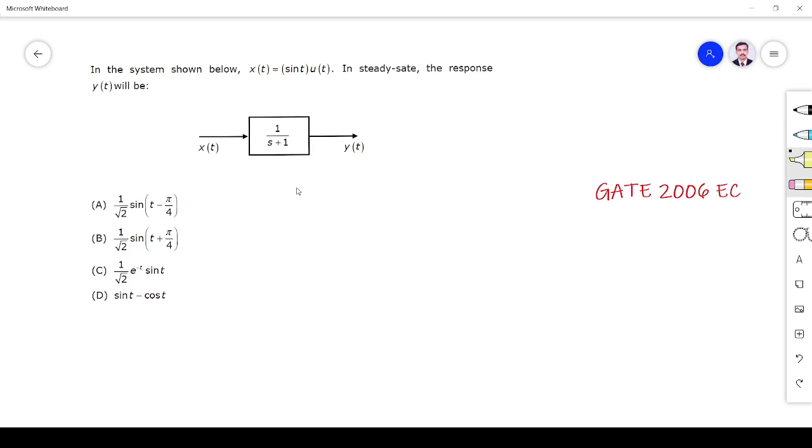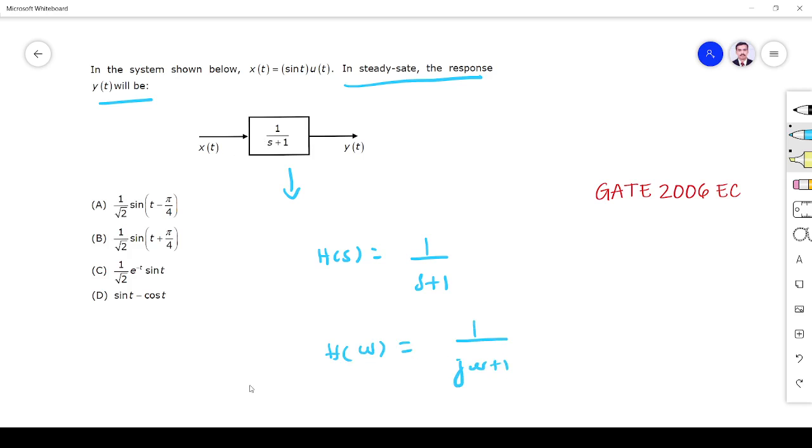So this is h of s, the transfer function, which is given as 1 by s plus 1. Whenever you want to find y from h and x, you find the frequency response. So h of omega is equal to, substitute s is equal to j omega.